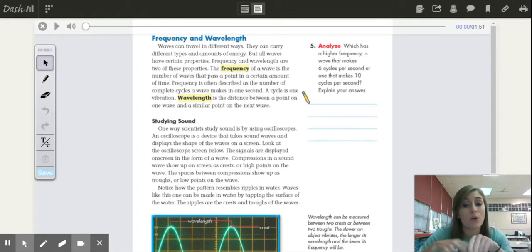Wavelength is the distance between a point on one wave and a similar point on the next wave. And that word length in wavelength kind of helps us remember that. It talks about the distance because we're looking at the length.